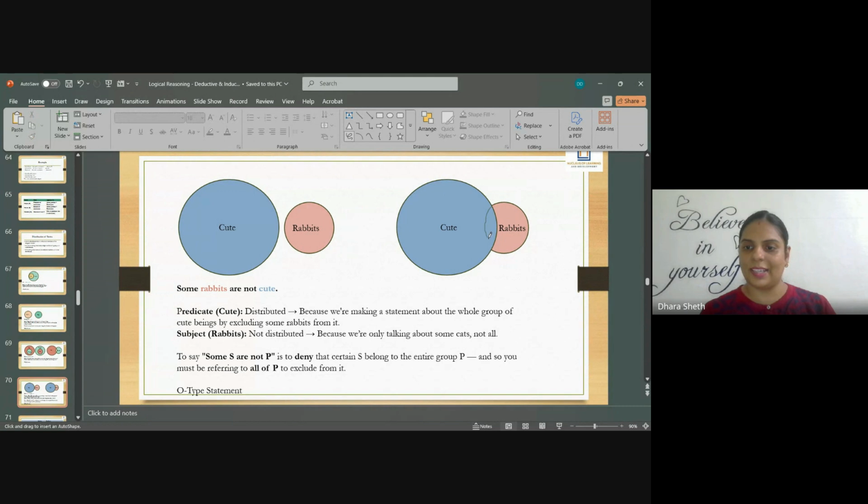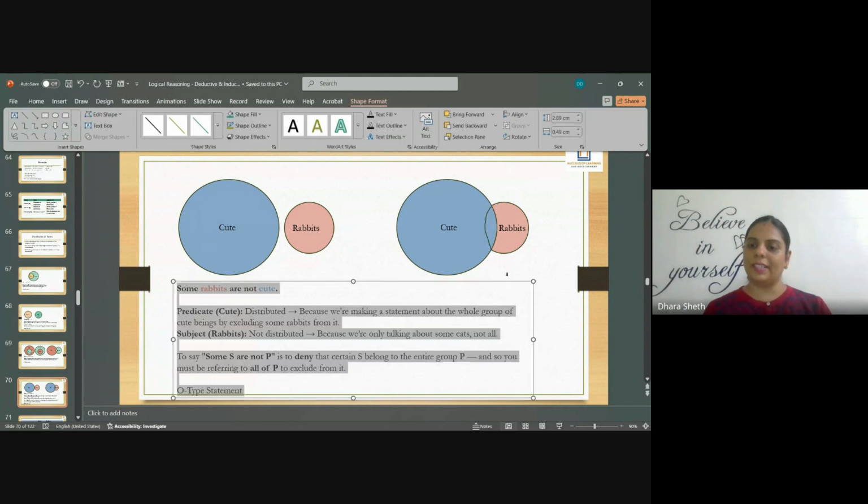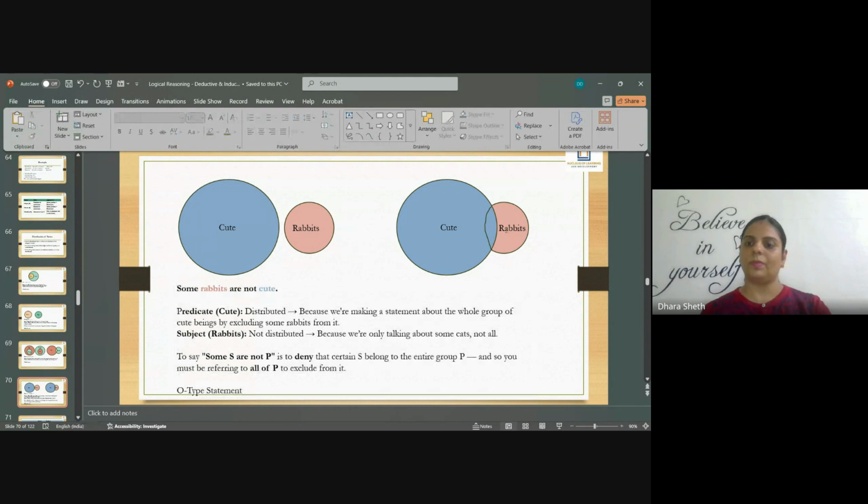So let's say this is an overlap of rabbit and cute. Okay. So some rabbits are not cute shows this. These rabbits are not cute. So now we have two possibilities. Some rabbits are cute or all rabbits are not cute. We do not know which one is true.